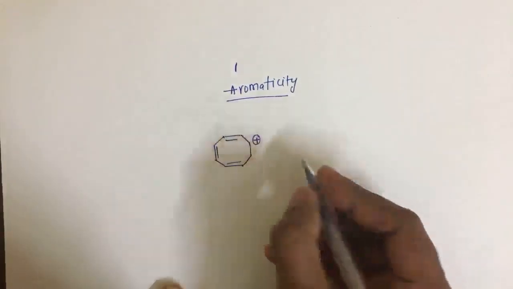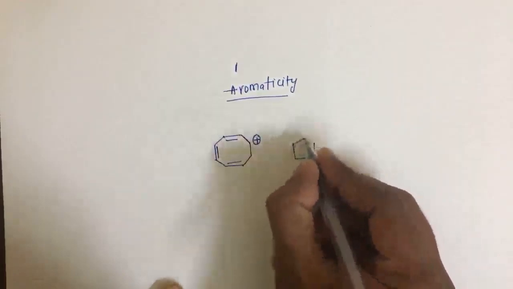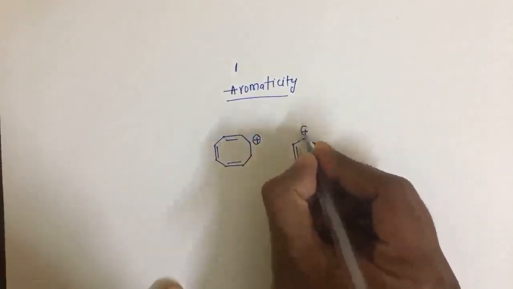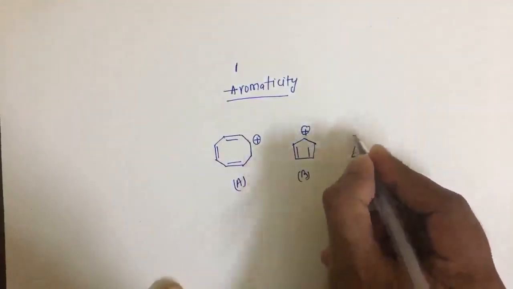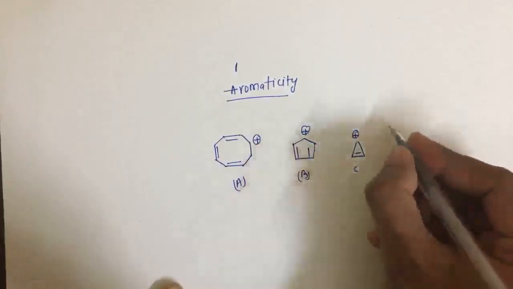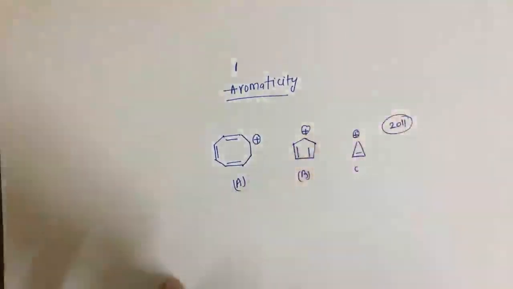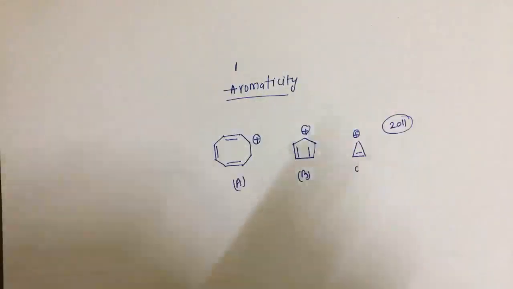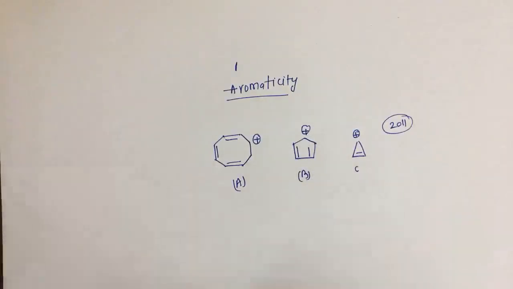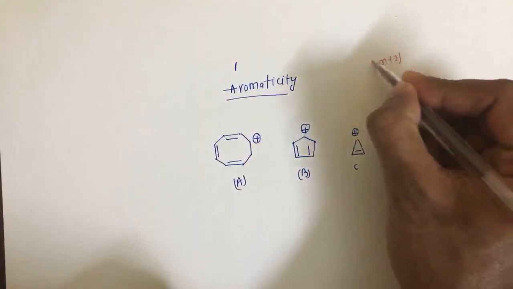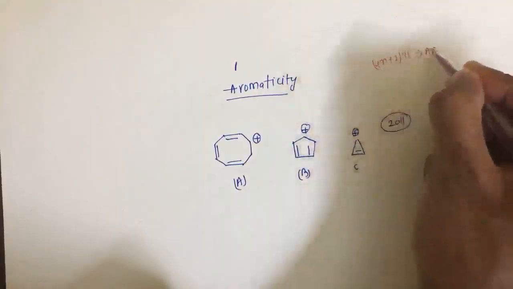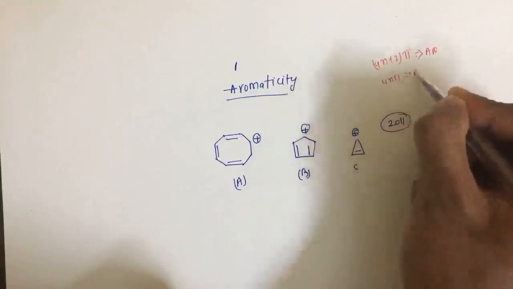So this is the one. A, B, C. This question was asked in CSIR 2011. They have asked which one is aromatic, which one is homoaromatic, and which one is anti-aromatic. So we know that we have the 4n plus 2 pi system, which follows aromatic. If it is 4n pi, that is anti-aromatic.